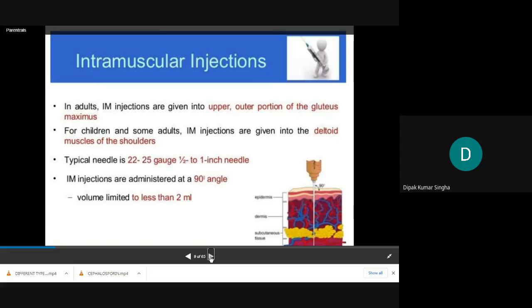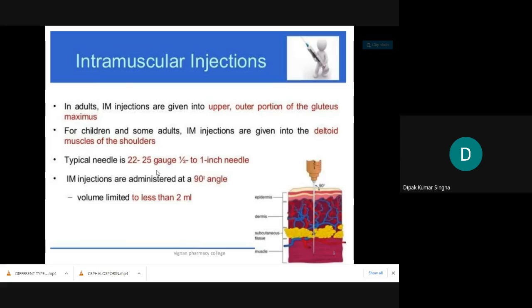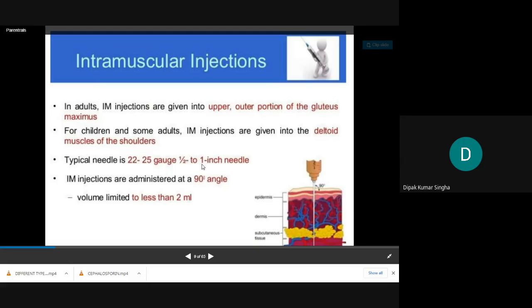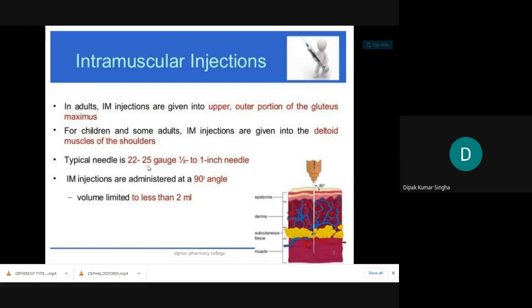The gluteus maximus and the deltoid are the two sites. And the typical needle, remember it: 20 to 25 gauge, 1.5 to 1 inch needle. The length of the needle is 1 to 1.5 inches, but the gauge is 20 to 25. Remember it, because this question comes in different examinations. What is the needle for the intramuscular route?